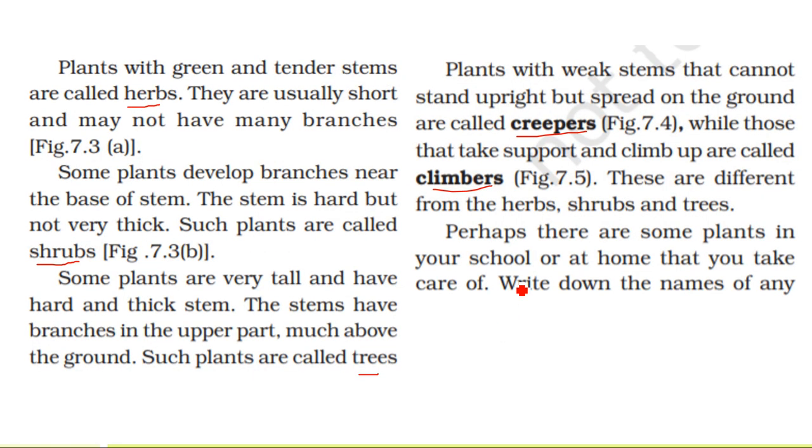Now we have 2 more categories, but before that let me define herbs, shrubs, and trees. Plants with green and tender stems are called herbs. They are usually short and may not have many branches. They may have 1 meter or less than 1 meter of height. Some plants develop branches near the base of the stem. The stem is hard but not very thick. So these plants are called shrubs.